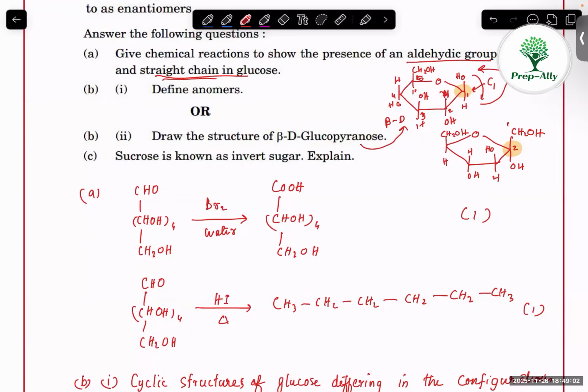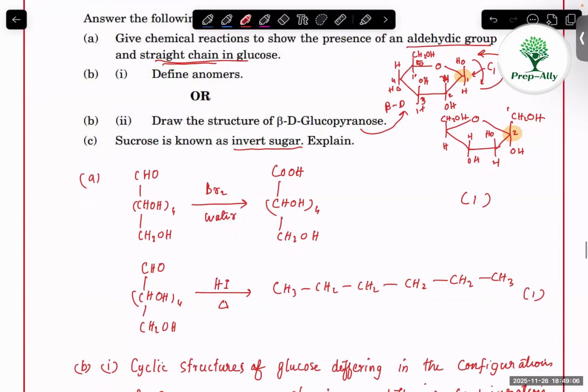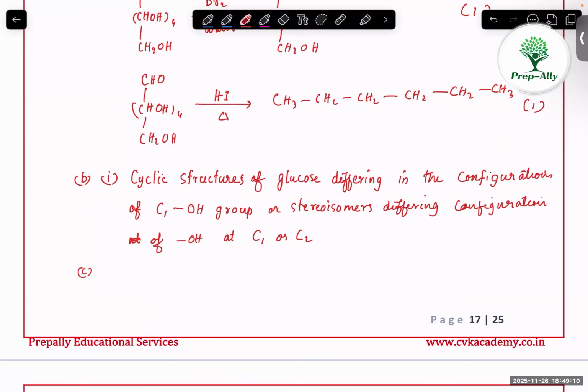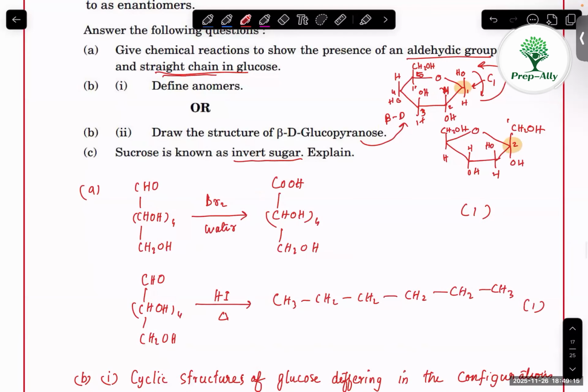The next one is, sucrose is known as invert sugar. Explain. That is the question. This is the C part, we can write. What do you mean by invert sugar? The idea is, when you hydrolyze sucrose, it changes the optical rotation. That means when you pass the sample through a polarimeter, it will change the optical rotation from one direction to the other. Initially it was positive, it will change to negative.